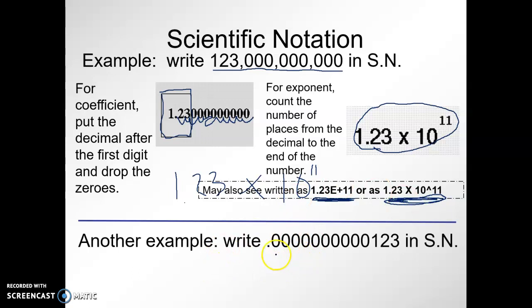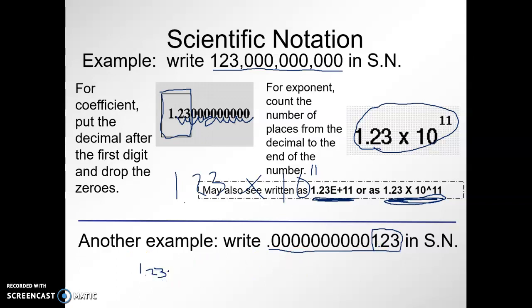All right, so another example, if we were going to write it this way, notice how the decimal is on the far left side. That is a really, really, really small number. So again, our coefficient is this. It has to be between 1 and 10, so it can't be 123, it can't be 12.3, it has to be 1.23.